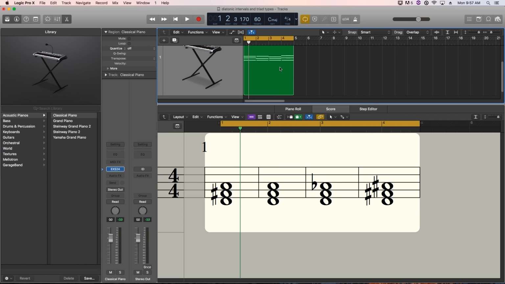In the next video, we will move on to other musical intervals, and then we will move on to creating chords using the circle of fifths.